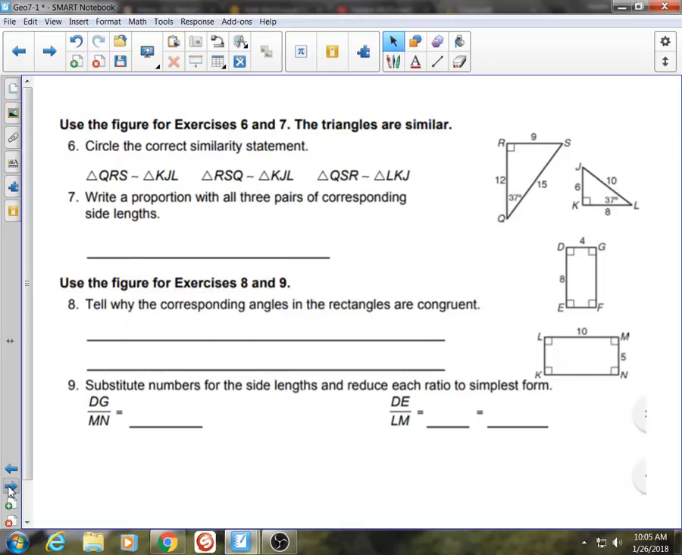The last one. Oh, sorry. I thought we were on 6. You're right, but we were doing 7 first.